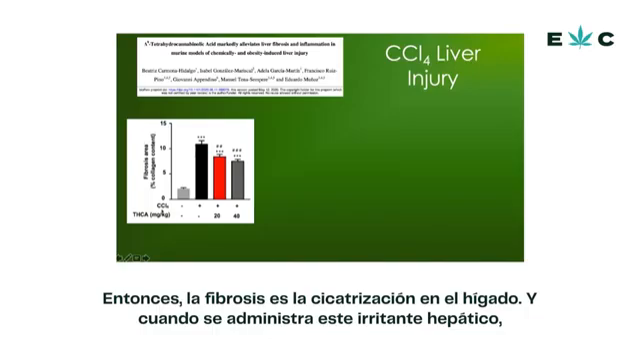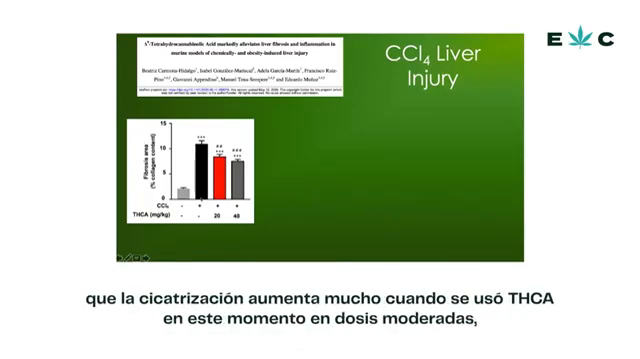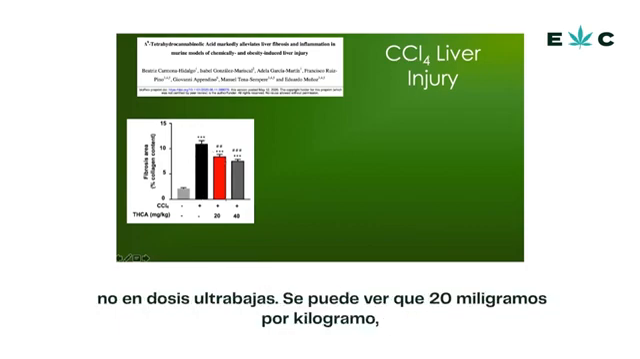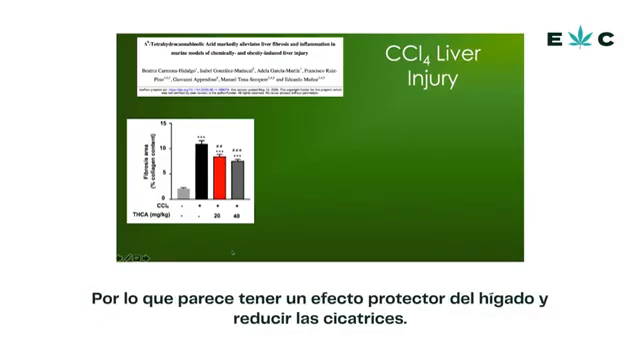And when this liver irritant, this liver toxin, is administered, you can see compared to control, the scarring goes way up. When THCA was used, and this time in moderate doses, not ultra low doses, you can see that 20 milligrams per kilogram decreased the scarring to some extent, and the higher dose of 40 decreased the scarring even more. So it seems to have a liver protective effect, reducing scarring.